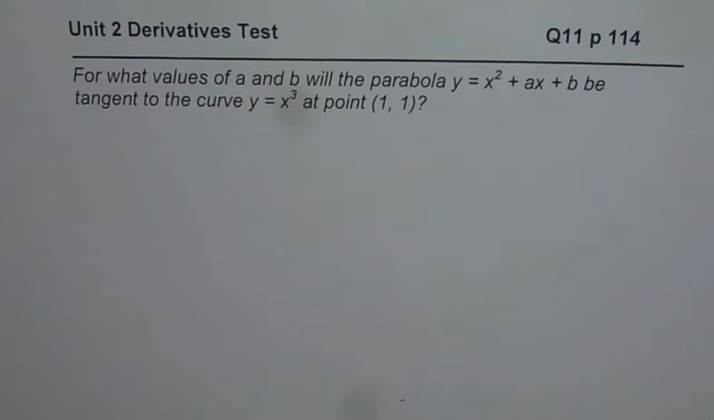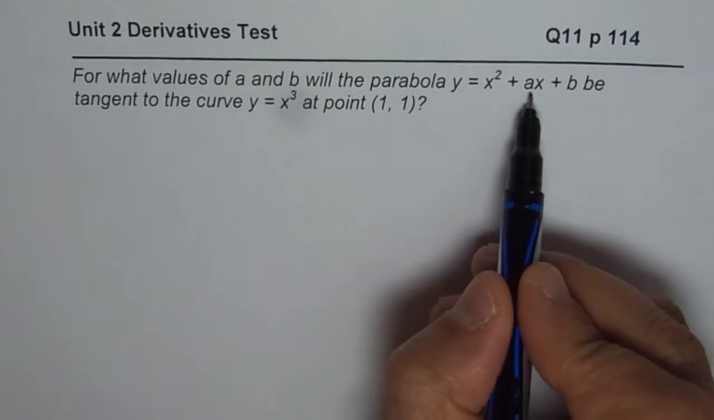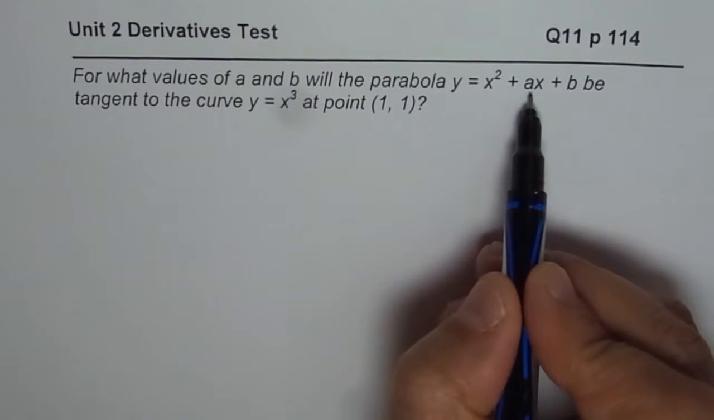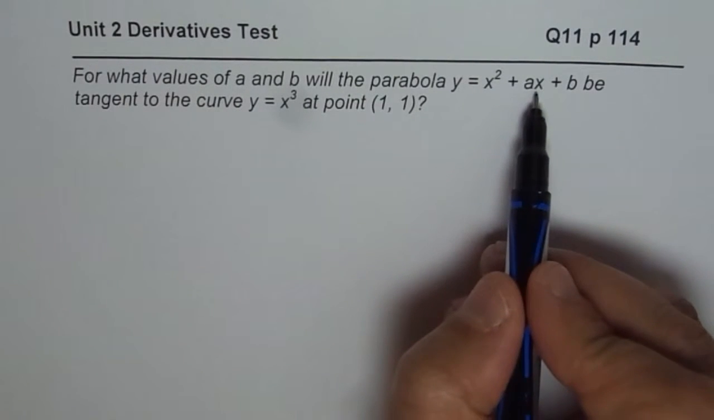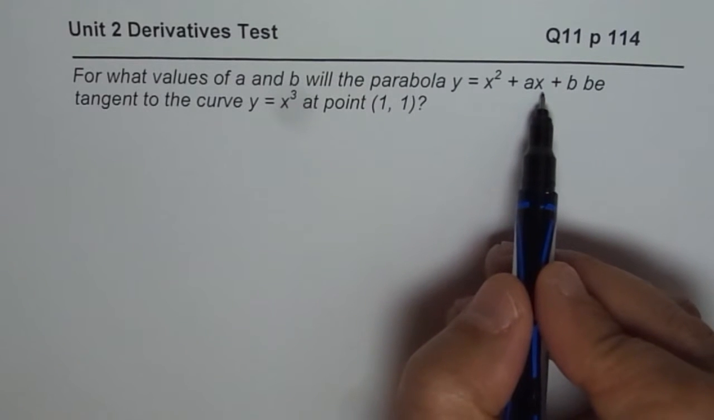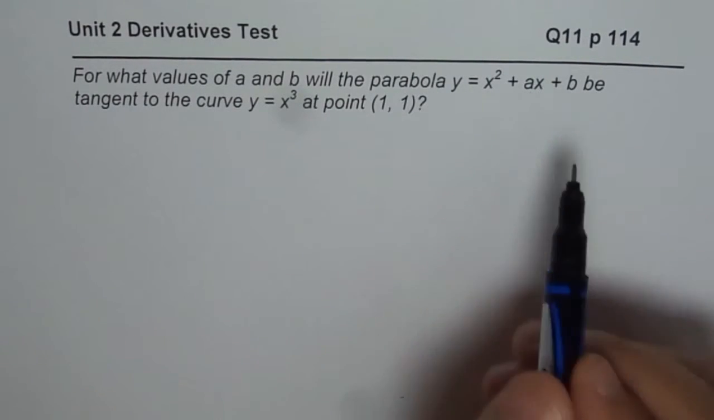The question is, for what values of a and b will the parabola y equals x squared plus ax plus b be tangent to the curve y equals x cubed at (1, 1)? Now, we need to find two variables, a and b. For two unknowns, we should get two equations. That is kind of important. So let's see how we can get two equations.